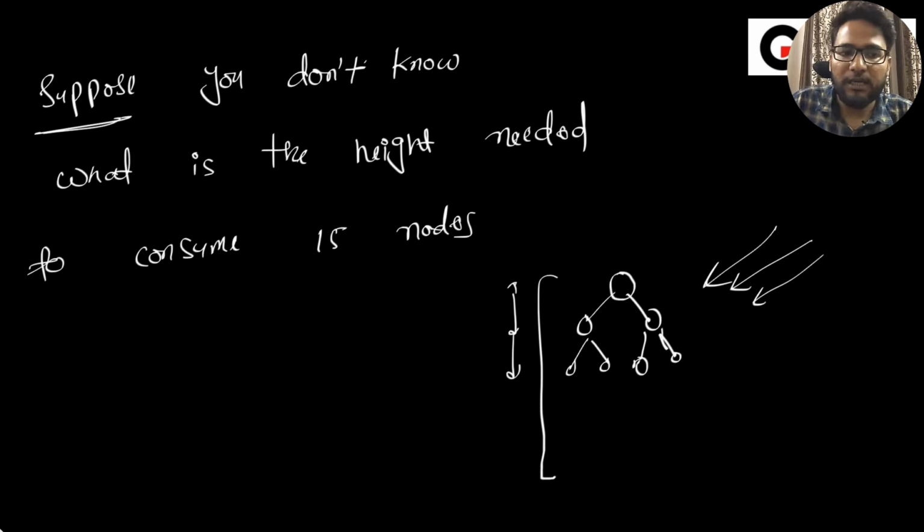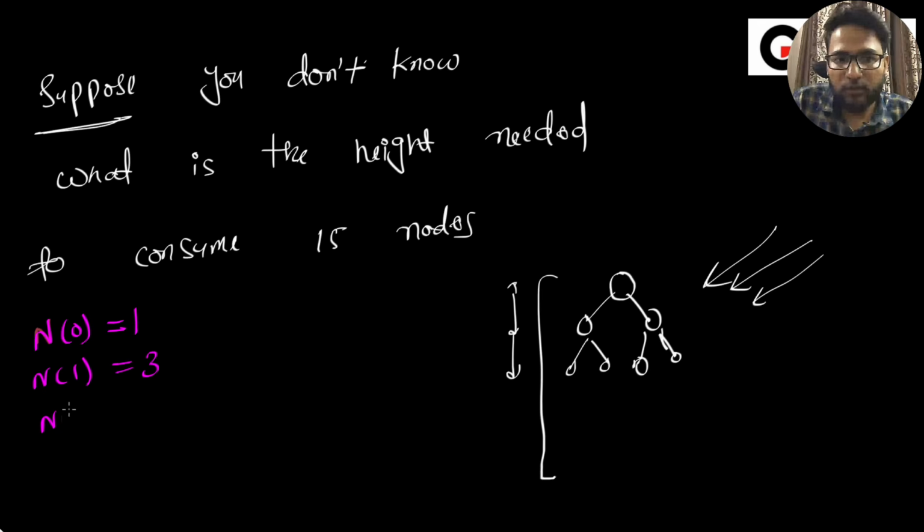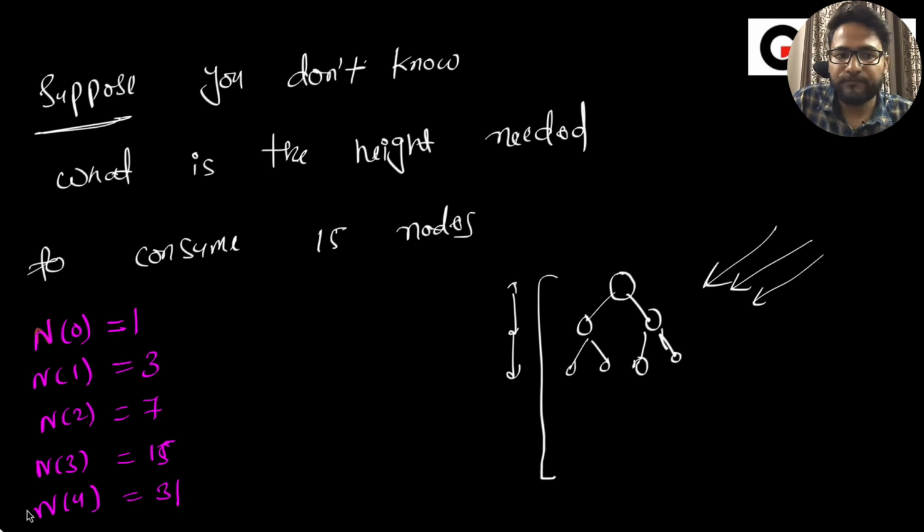Let me just write those numbers here. This N_0 is actually 1. So here N_0 is the maximum number of nodes for the height 0. Now N_1 is 3, N_2 is twice of this, which is 6 plus 1, 7, and then twice of this, which is 14 plus 1, 15, and then twice of this, which is 30 plus 1, 31. Like that you can keep on doing. This is N_3, this is N_4.